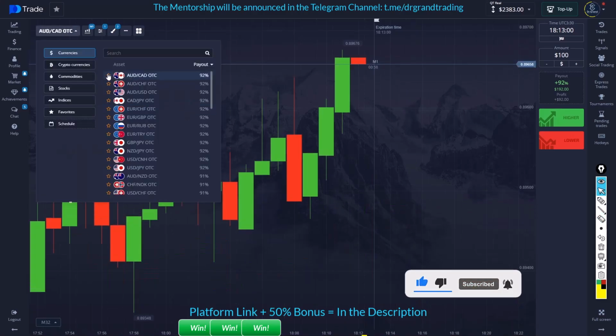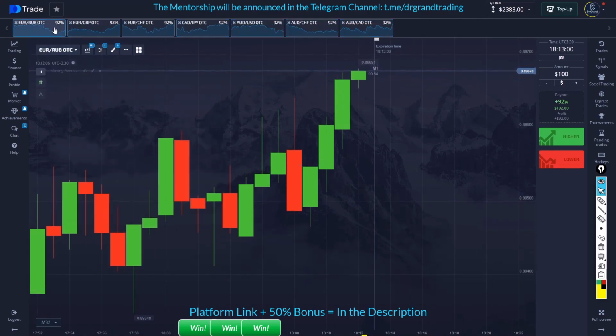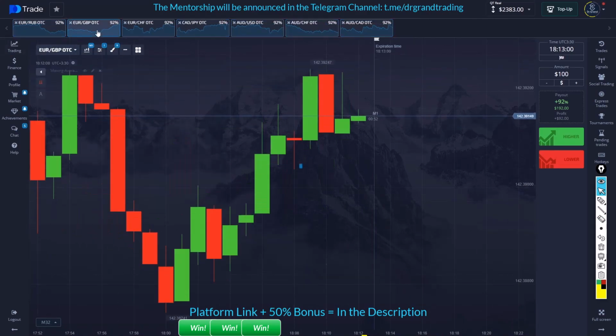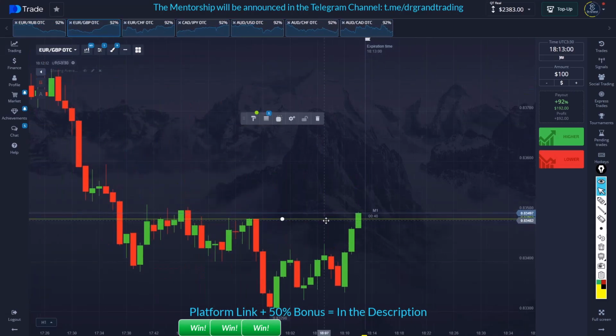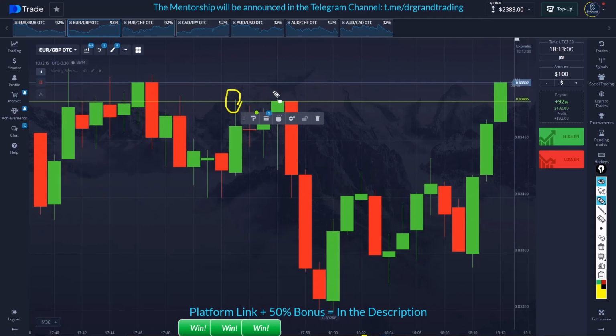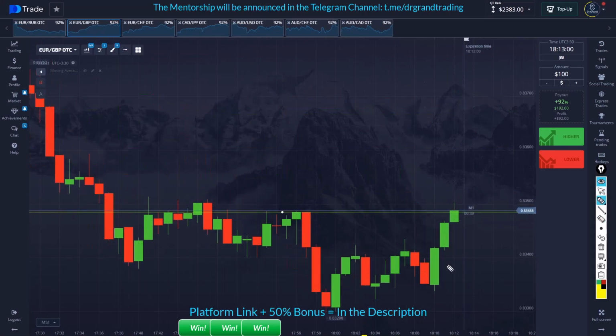All right, let me just add a couple of pairs so we can switch easily. We have the seller's entry. You see that this seller's entry has been respected a couple of times, so it's a valid seller's entry. Now these 3 candles to the upside are also super strong, so I cannot go against them unless I see a very nice opportunity.